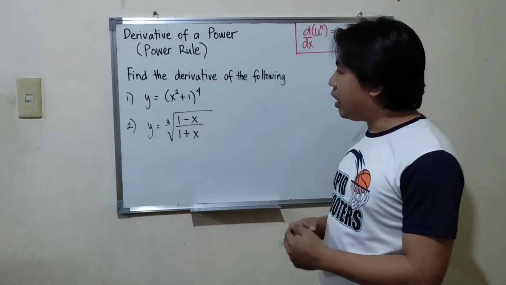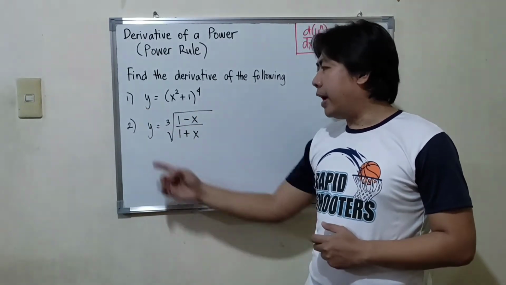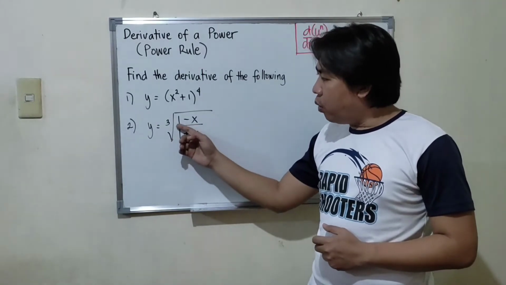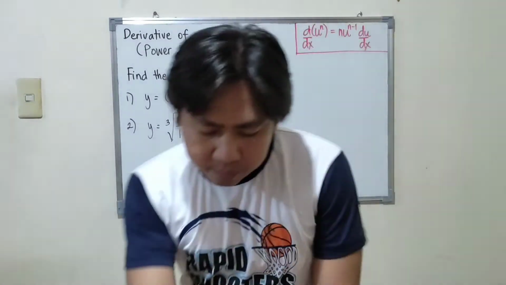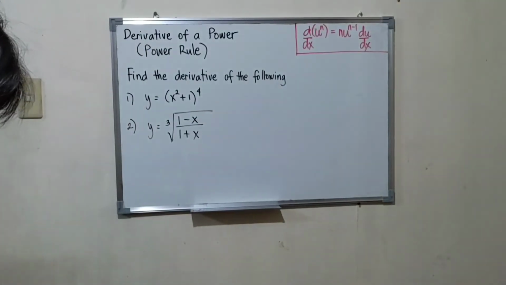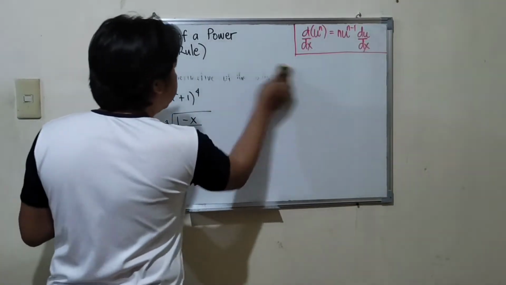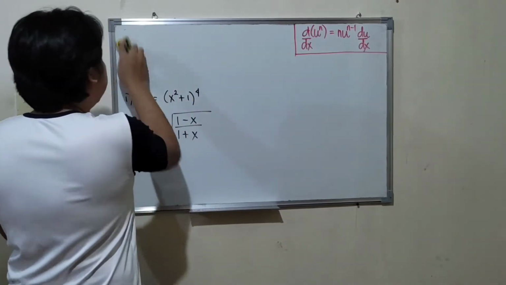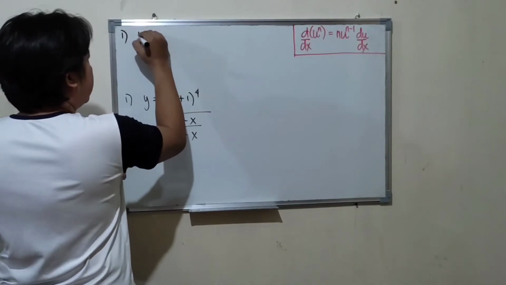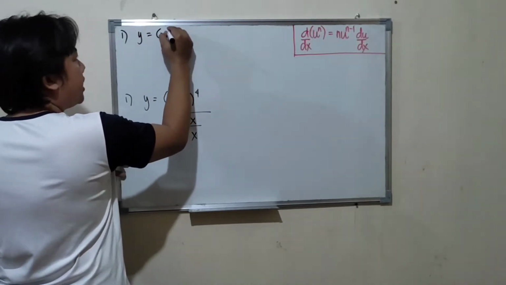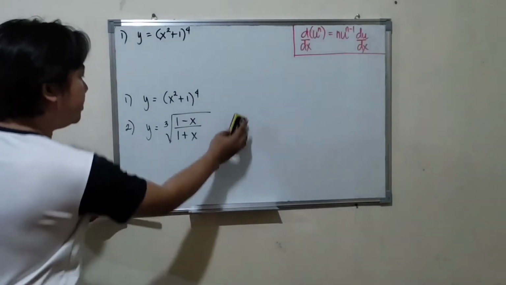So, find the derivative of the following. So, we have two examples. Y equals x squared plus 1 raised to the fourth power and y equals cube root of 1 minus x over 1 plus x. Okay, solve na natin. Derivative y equals, kopyahin muna natin, x squared plus 1 raised to the fourth power. So, burahin muna natin ito, number 2.